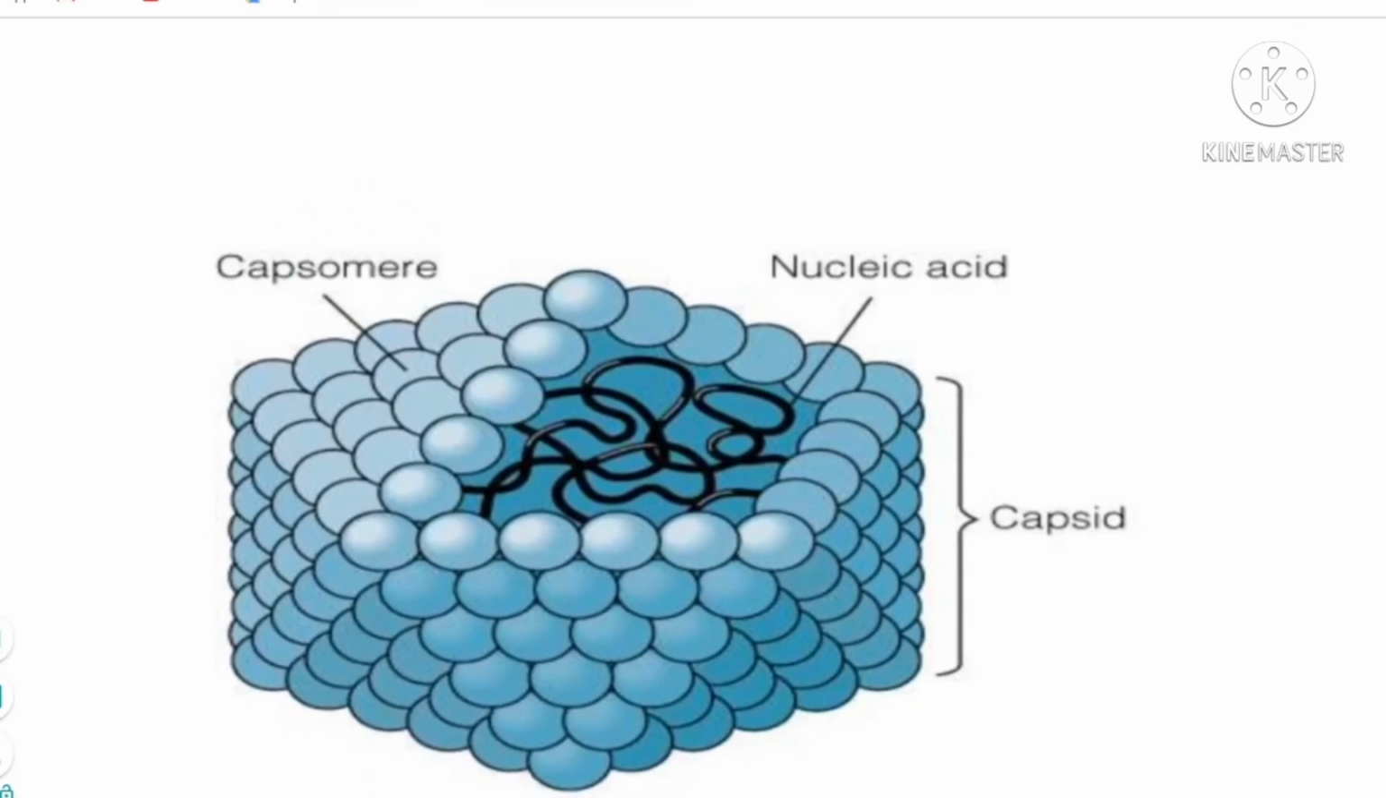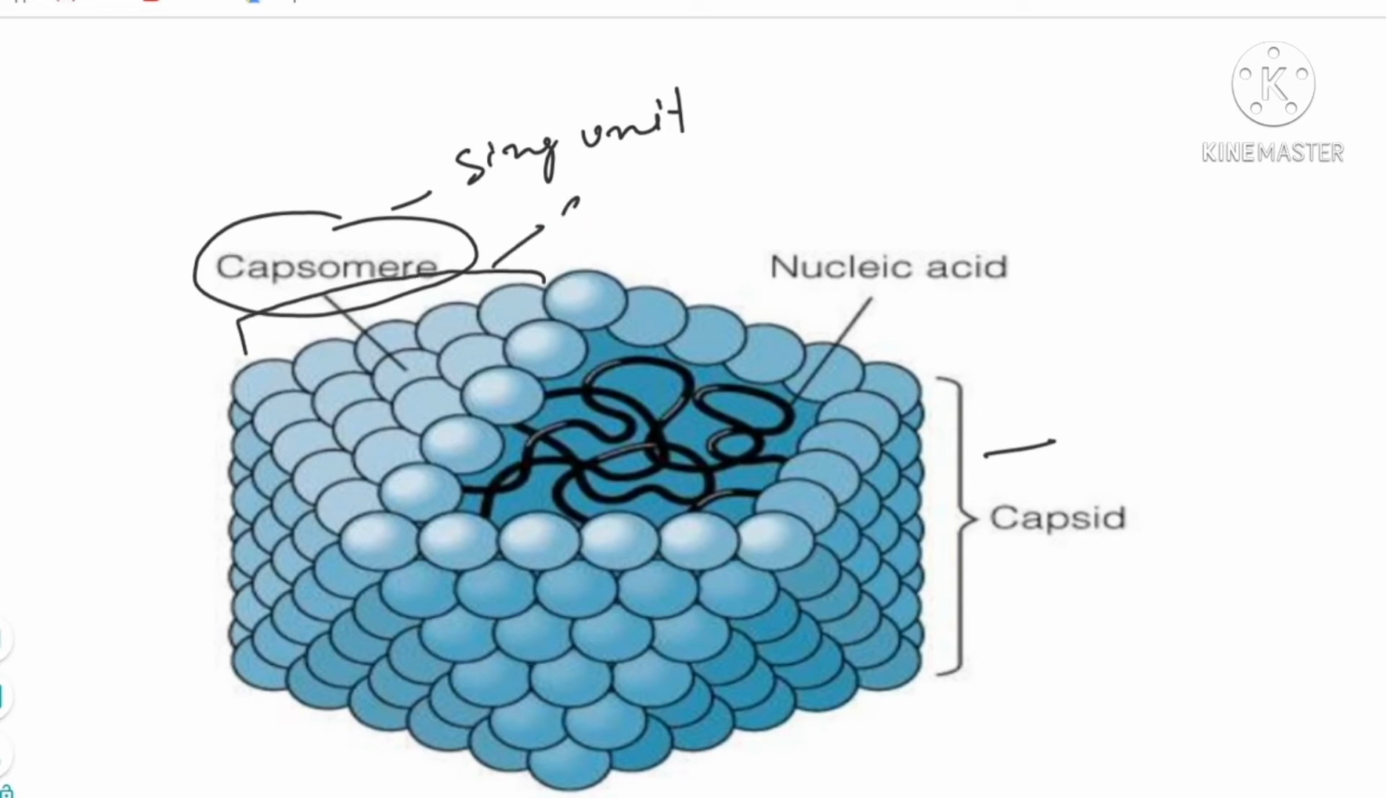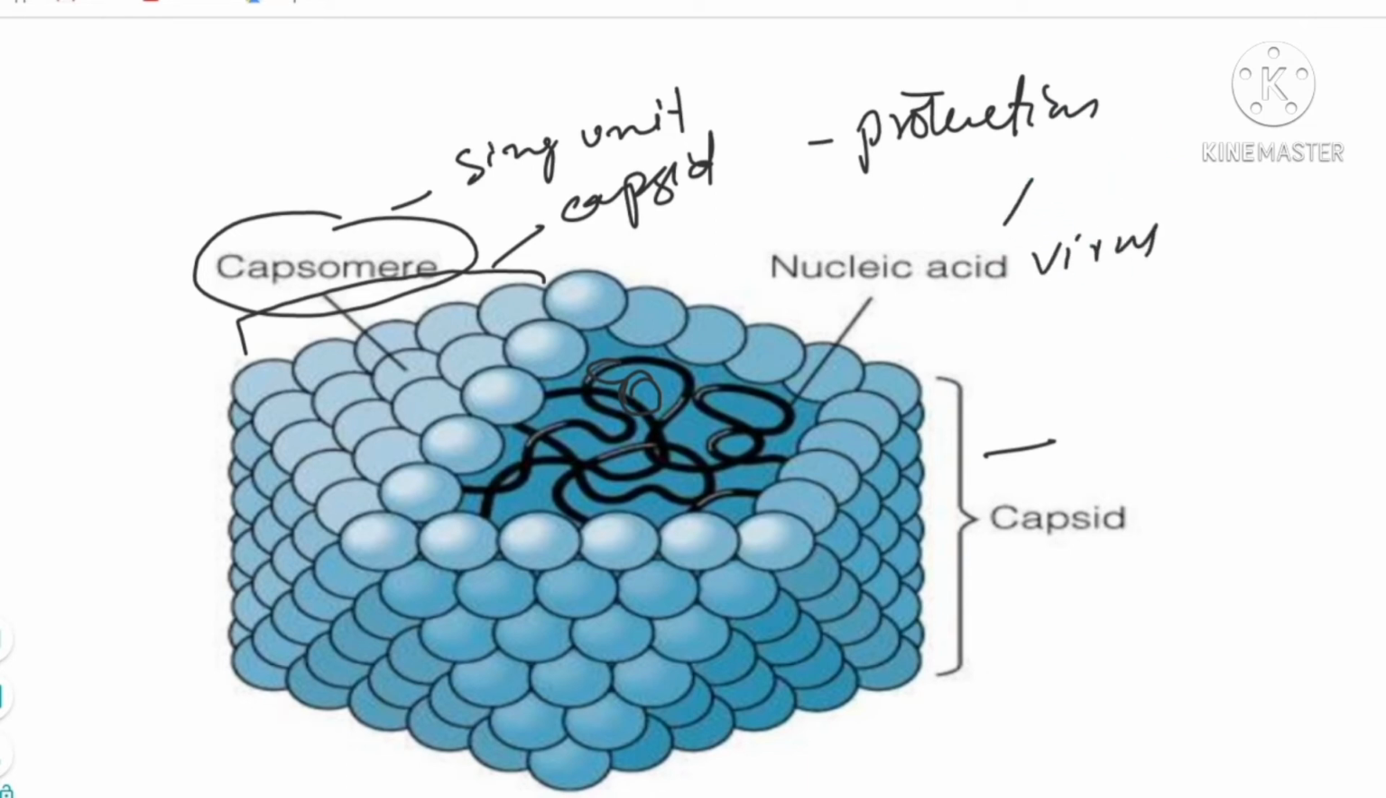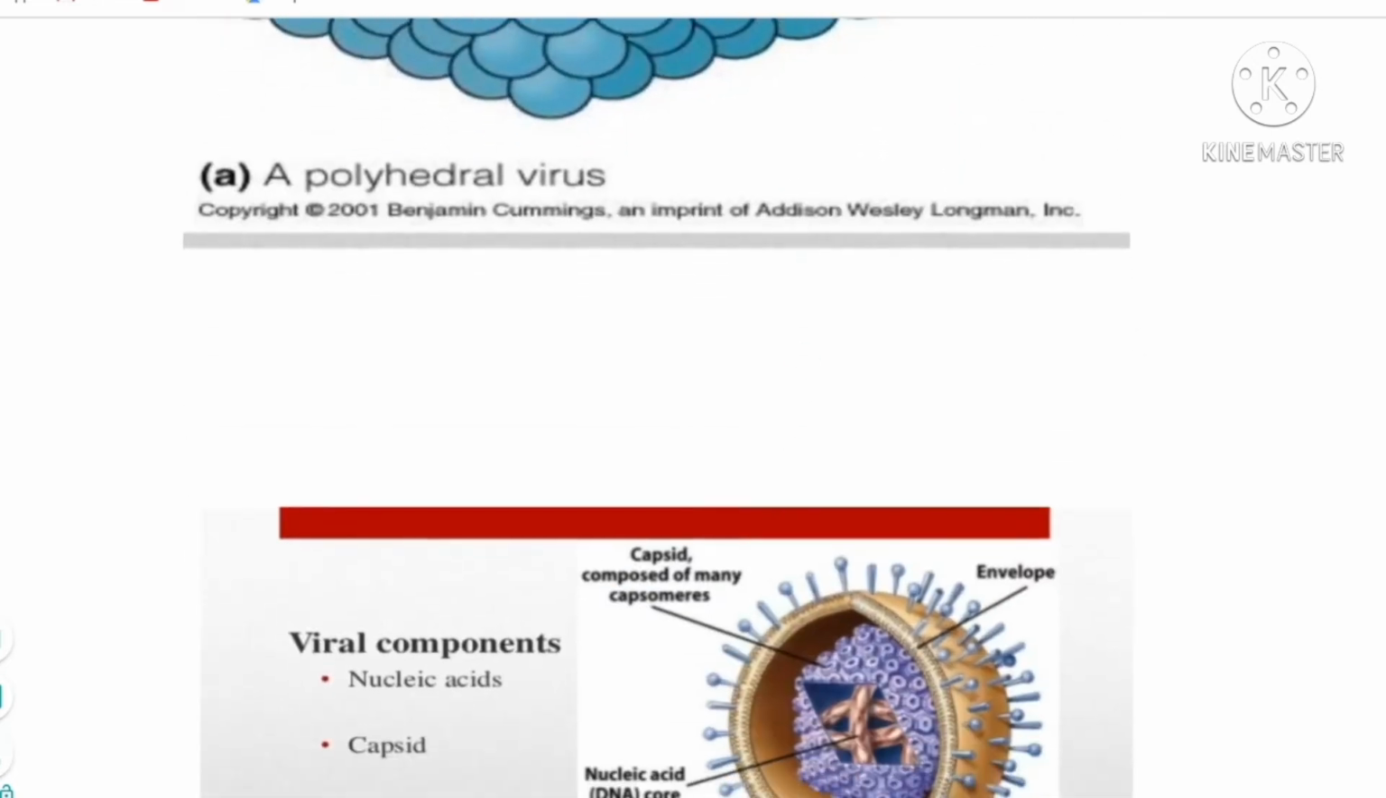See here, this is a capsomer and this is the capsid. So what's the difference between capsid and capsomer? A capsomer is a single unit, and when all these units are together, they are known as the capsid. And this is the nucleic acid, which can be either RNA or DNA. So the function of this capsid is that it provides protection to the nucleic acid of the virus. That is called the capsid.